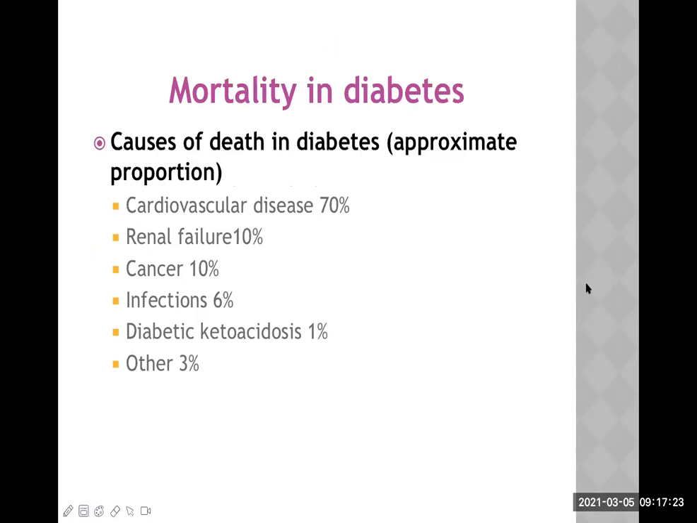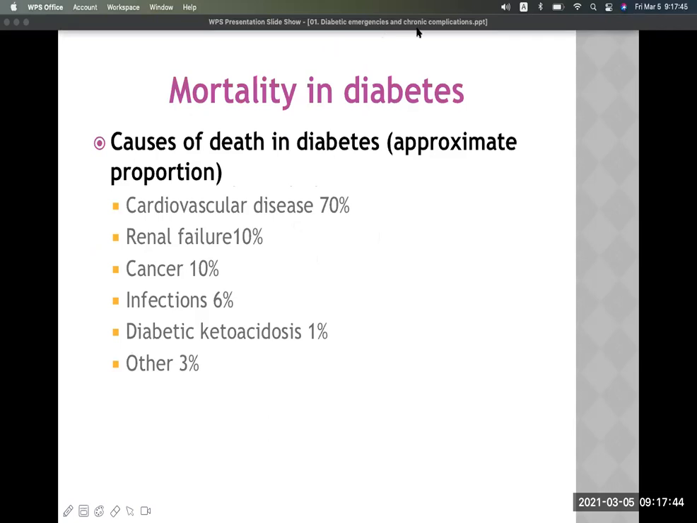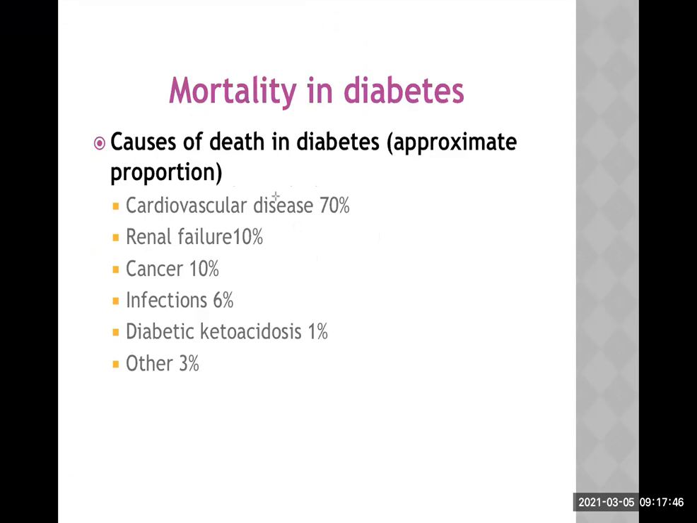Now see there, another important question, especially in the Viva exam: what are the causes of death of a diabetic patient? How a diabetic patient may die? What are the causes of mortality? Now see this, these are the approximate proportion, okay, of death in a diabetic patient. Cardiovascular event tops the list. Almost 70% of the time, cardiovascular disease, okay, are responsible for the death in a diabetic patient.